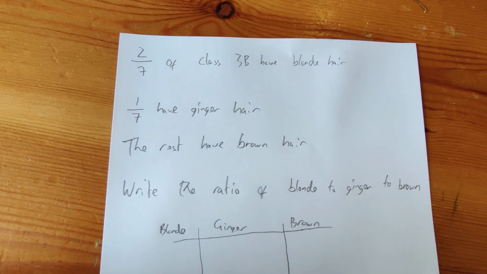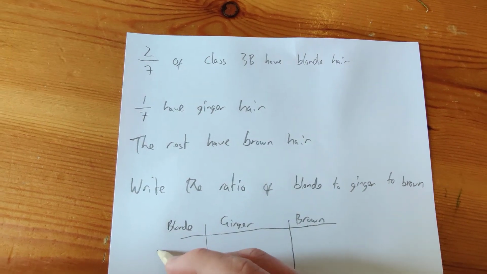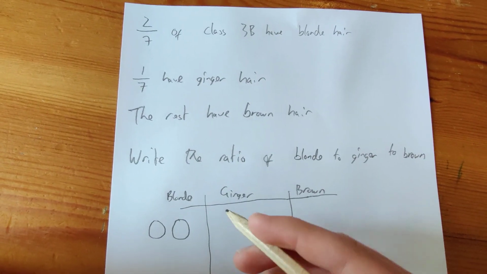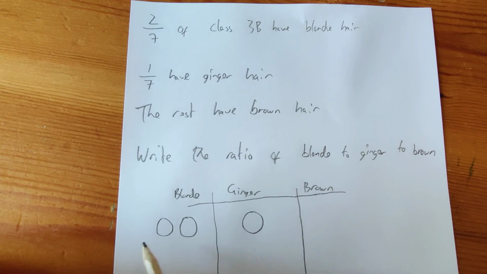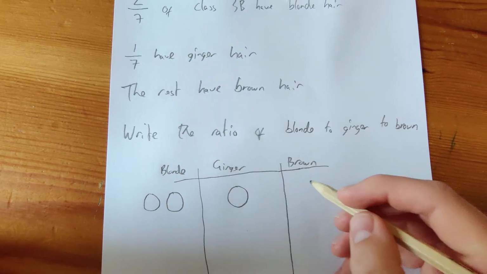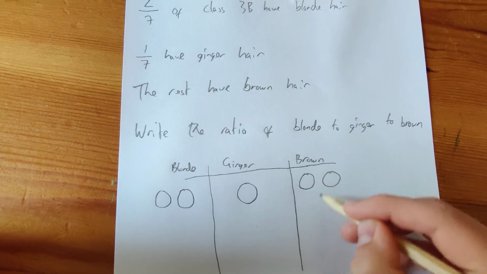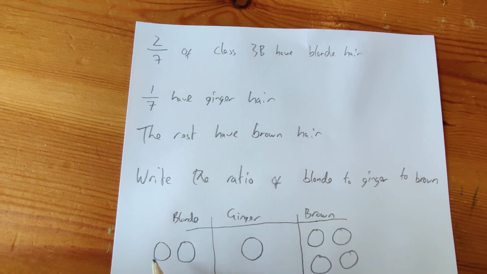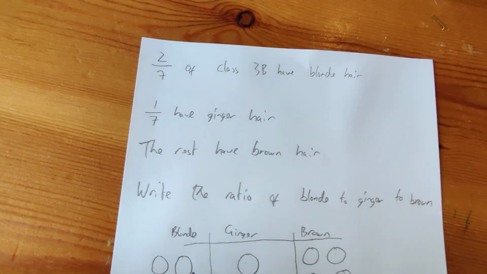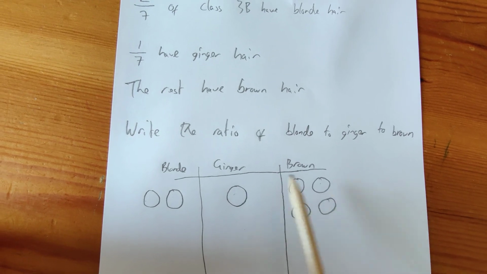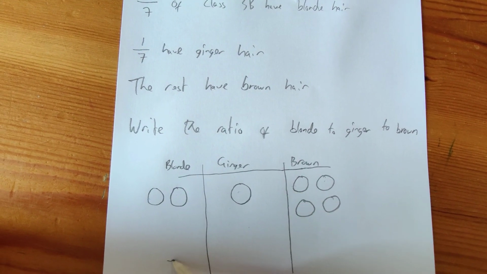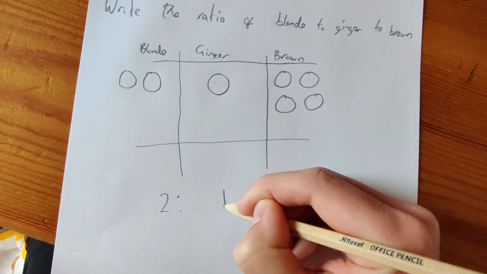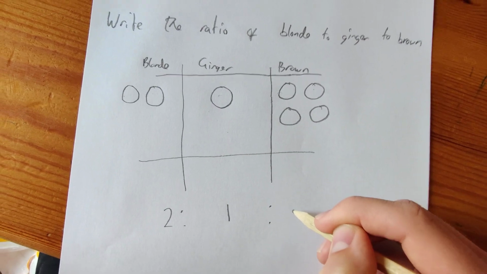So I'm going to start off with 2 in here. I might have to times that up, but I'm going to start off with 2 here because I know if I've got 7 altogether, then 2 are blonde and 1 is ginger, and it's out of 7 altogether. Well, I've used 3 parts so far. I have to have 7 altogether. 2, 3, 4, and actually now if I look, blonde is 2 out of 1, 2, 3, 4, 5, 6, 7. So blonde is 2 out of 7, ginger is 1 out of 7, and then brown is the rest. So the ratio of blonde to ginger to brown is 2 to 1 to 4.